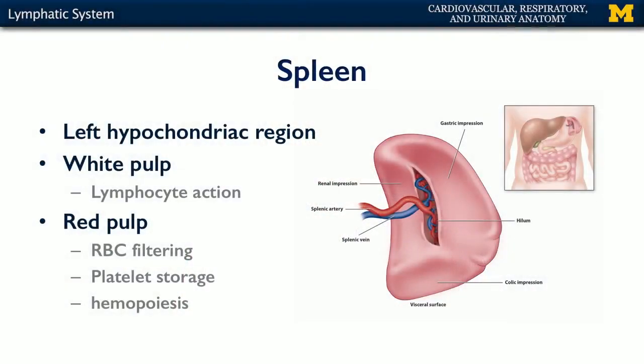And then finally, we have the spleen. The spleen is the body's largest collection of lymphatic tissue. It's located in the left hypochondriac region, which is that area inferior to the diaphragm, but still surrounded in part by the bony rib cage.